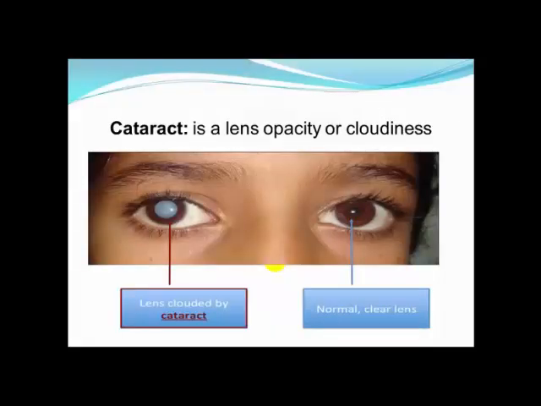نبدأ بالأول most common disease cataract is a lens opacity or cloudiness. هاي الصورة تبين لنا إن العين بالنورمال، وهاي اللي تحتوي على الكاتاراكت، أي هي العتمة أو الغيمة اللي يصير باللينس بالعدسة.